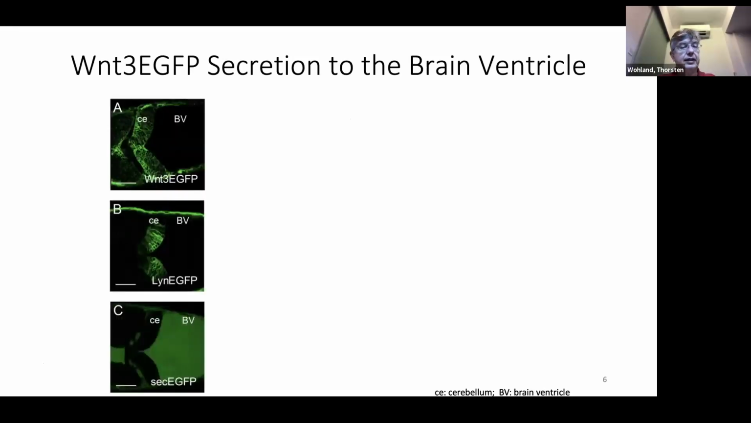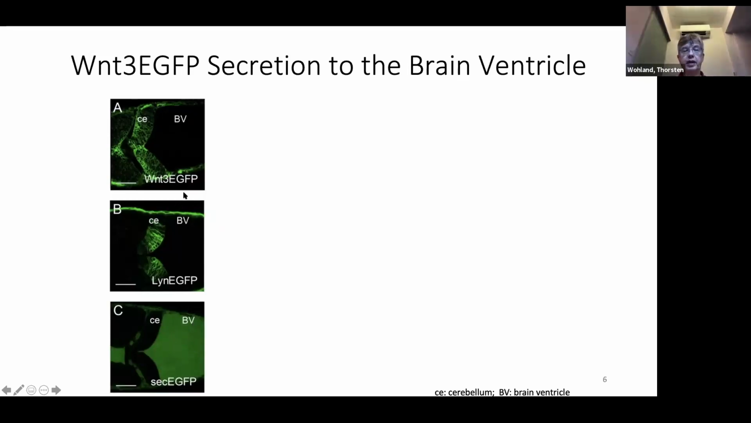So that led us to this: it still doesn't really answer how it is moving through your fish. It could still be that it's somehow handed over by liposomes or from cell to cell, or it could be diffusion. So we try to see whether it is diffusion. We have taken three different zebrafish. One is Wnt3 EGFP, our normal fish line. One is Lyn EGFP. Lyn EGFP is again a membrane-bound, non-functional Lyn kinase with the EGFP, so we see the EGFP only in the membranes. And we also have a secreted EGFP, which does exactly the opposite: it all gets secreted. You see very nicely that secreted EGFP we can find in the brain ventricle.